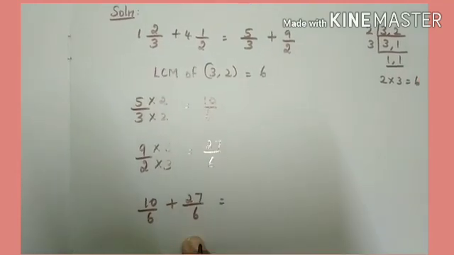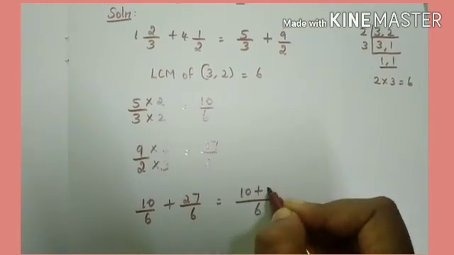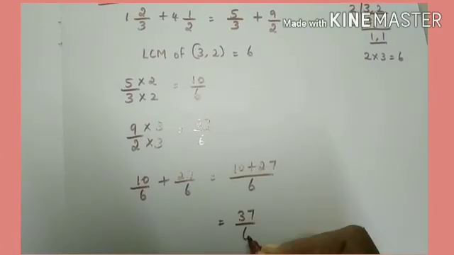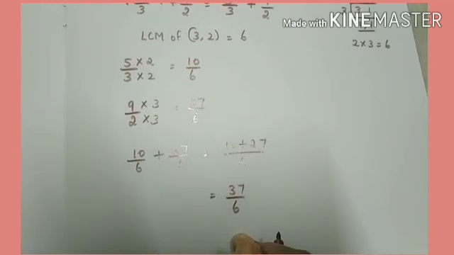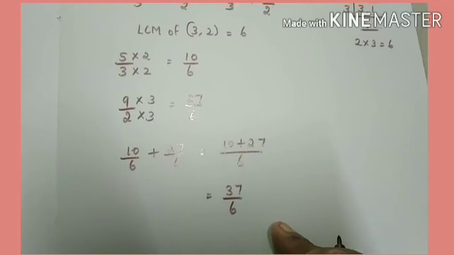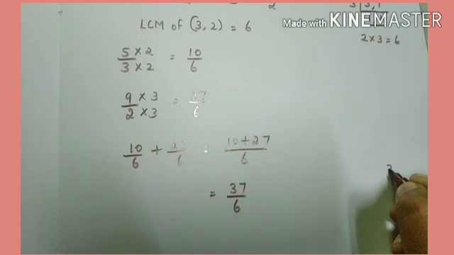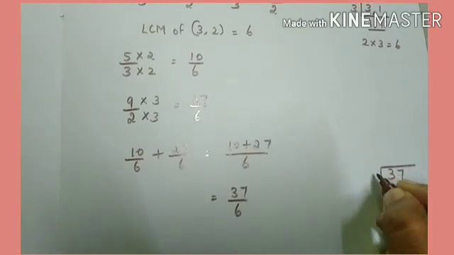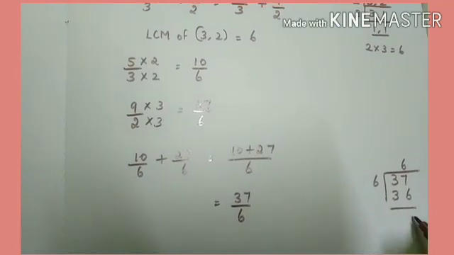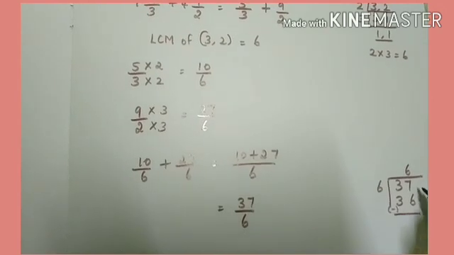Let's add 10 by 6 plus 27 by 6. Here denominators are the same. Write down the denominator. Add the numerators. 10 plus 27 is 37 by 6. Now we got 37 by 6. This is an improper fraction, so we convert the improper fraction into a mixed fraction. Divide 37 by 6. In the 6 table, 6 6s are 36. Subtract 36 from 37. We get 1.